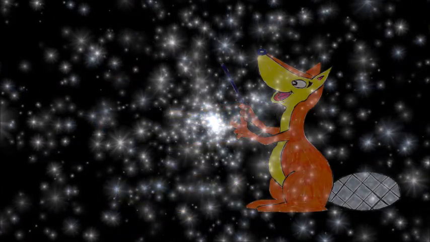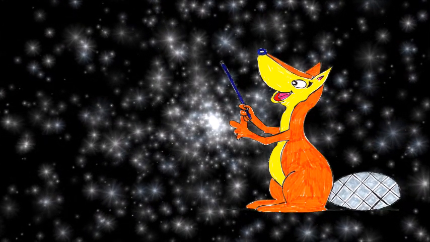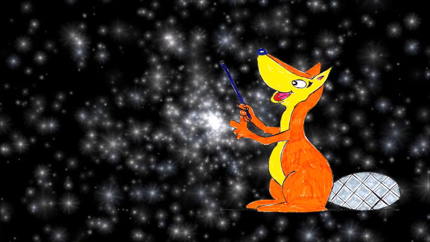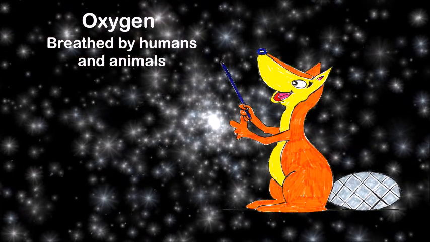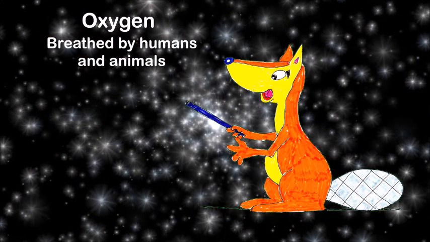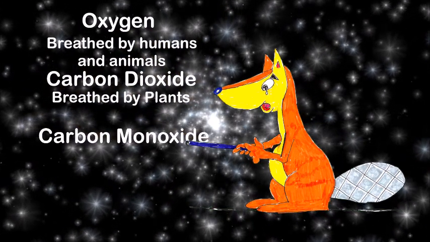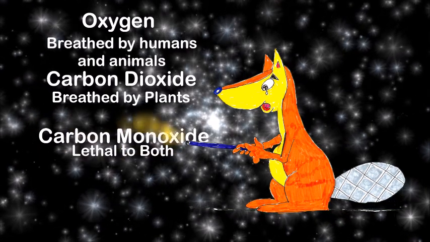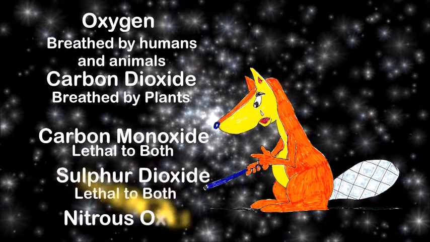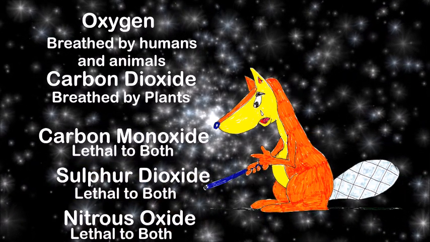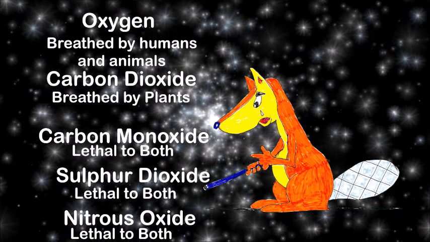So, to recap, he's going to show you as we come along. Right, here we go. Now, the oxygen is breathed by humans and animals. Okay? Carbon dioxide breathed by plants. Carbon monoxide is lethal to both. Sulfur dioxide is lethal to both. Nitrous oxide is lethal to both. So the trees and the humans would all die if they were all put in that glass dome. Thank you.